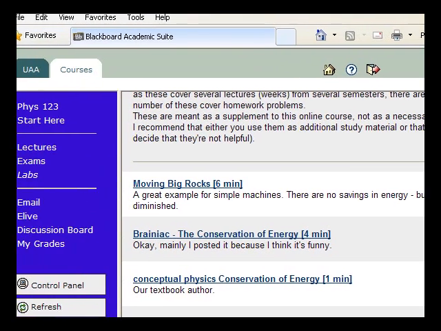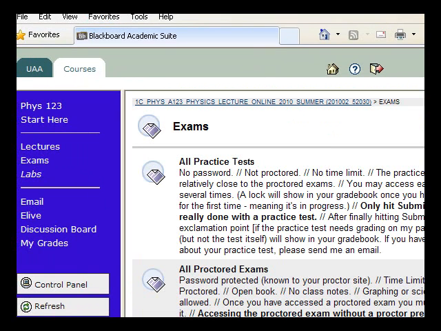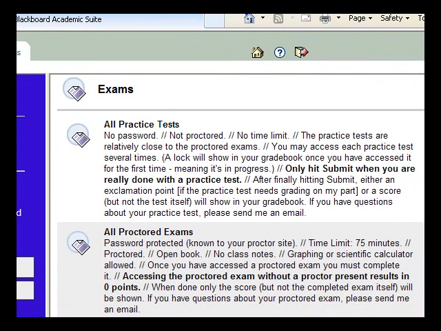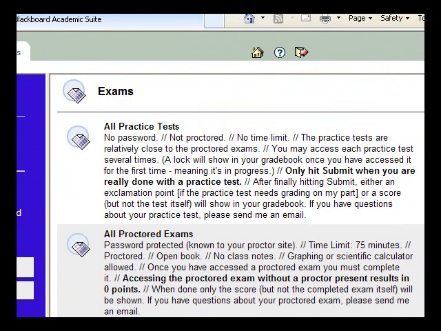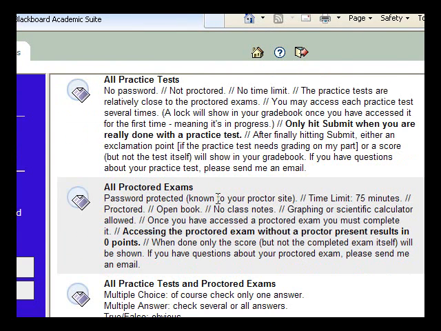Okay, then I'm going to click on exams and read carefully through these here. All practice tests, all proctored exams. Notice again, practice tests work the same as quizzes. You can access them as many times as you want. Just hit save in between, and only hit submit when you're really done with the practice test, and then it will be graded.